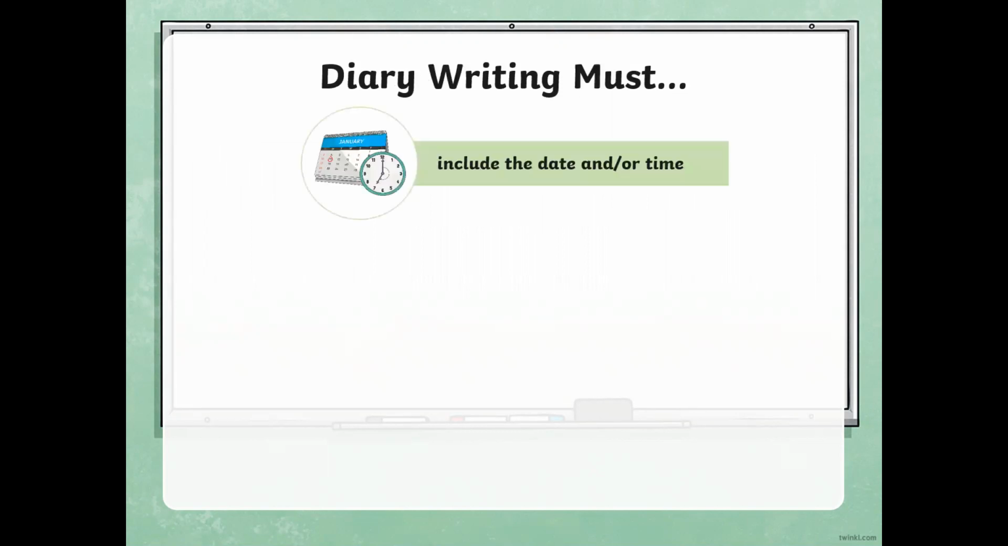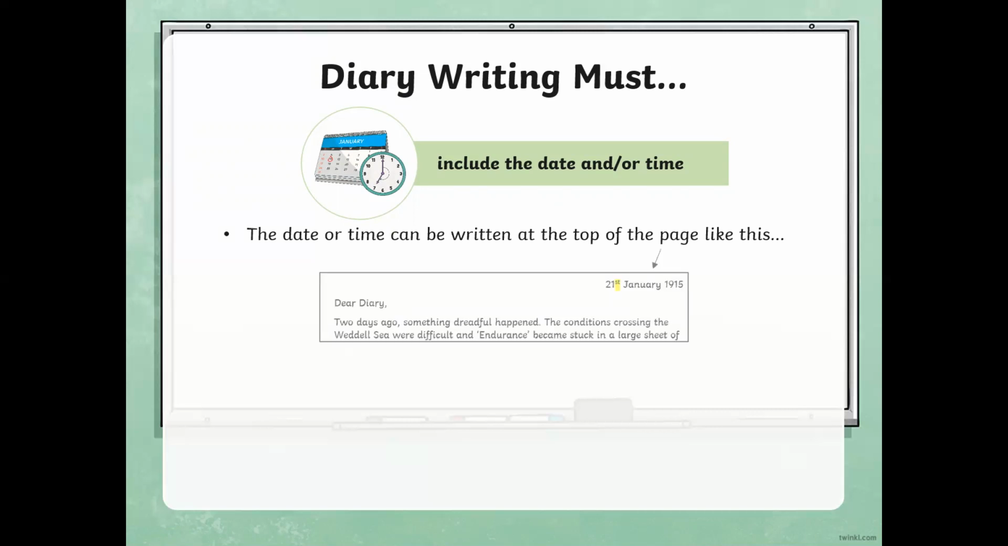Now, first of all, your diary must include the date or the time. And that's because it's important to know when a diary is written and what time of day any of those events are happening. The date or time can be written at the top of the page like this. So usually written at the top, in the top corner of the page like that.